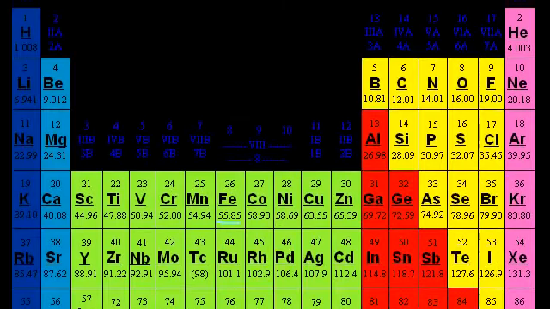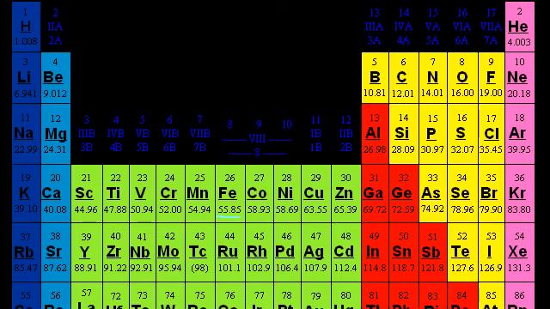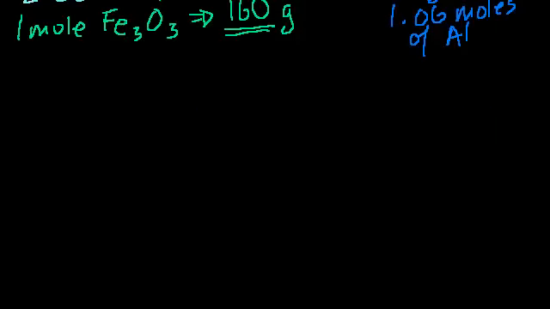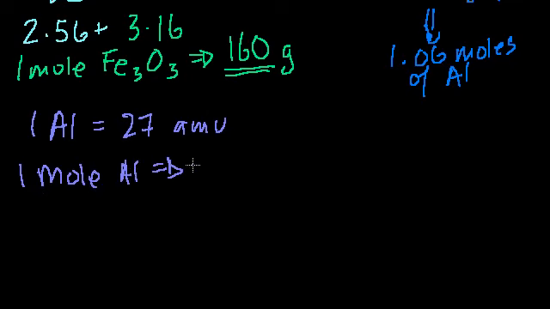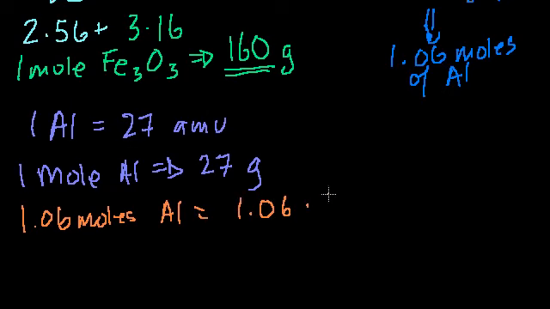So aluminum, or aluminium, as some of our friends across the pond might say, actually I enjoy that more, aluminium has an atomic weight, or the weighted average, of 26.98. But let's just say the aluminium that we're dealing with has a mass of 27 atomic mass units. So one aluminium atom is 27 atomic mass units. So 1 mole of aluminium, or 6.02 times 10 to the 23 aluminium atoms, is going to be 27 grams. So if we need 1.06 moles, how many grams is that going to be?